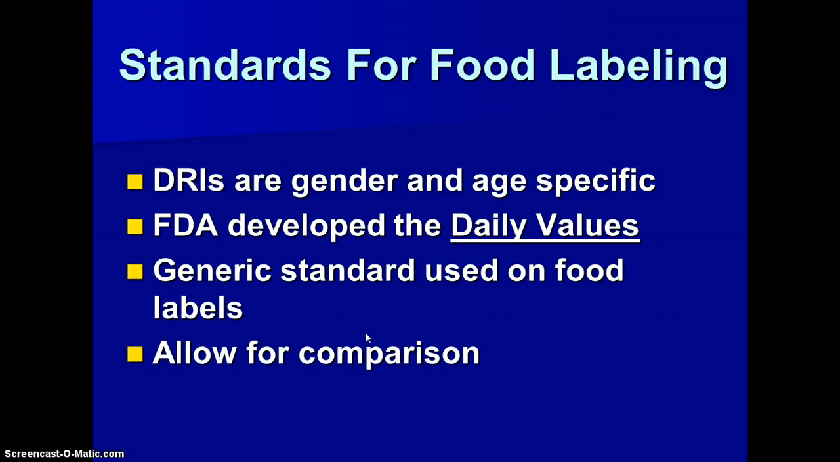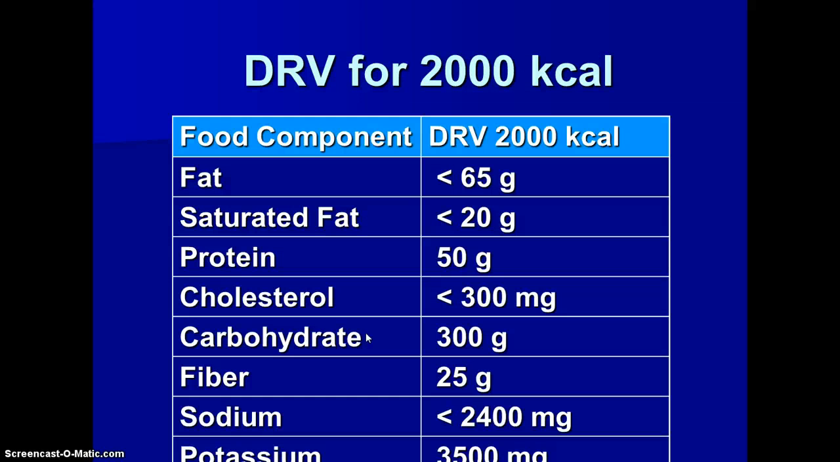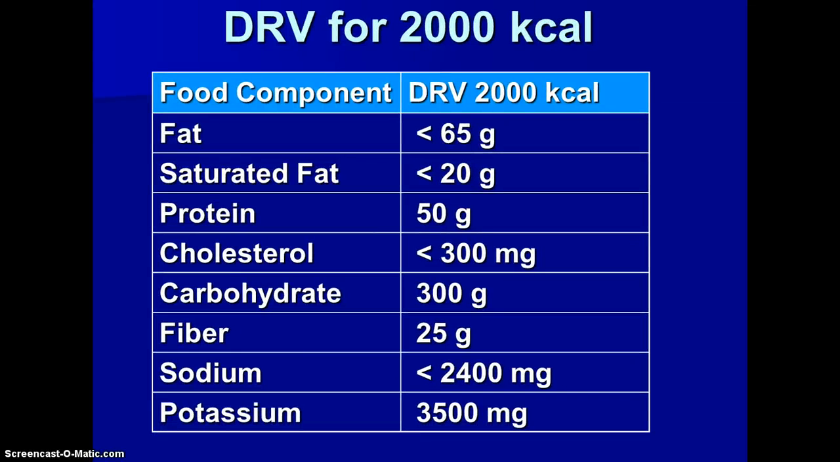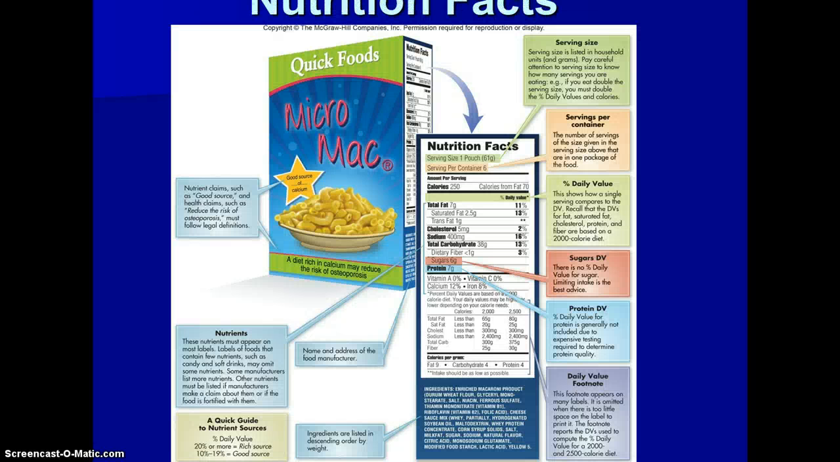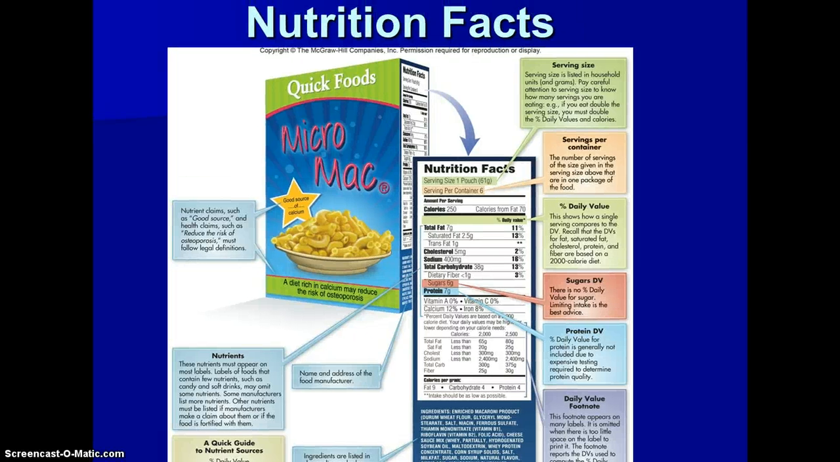The food labeling, I want you to understand that the daily values are used on those instead of the DRIs. And basically the food labels are set to these standards, which is kind of ironic because most women probably don't eat 2,000 calories. This shows you some of the things that are found on the food label.